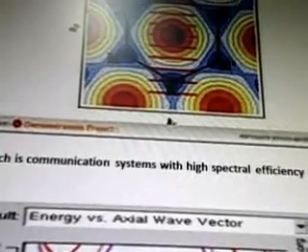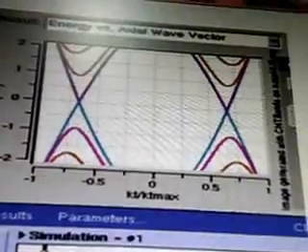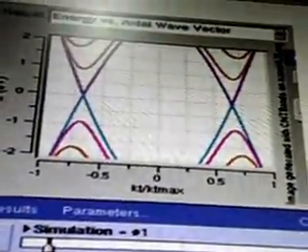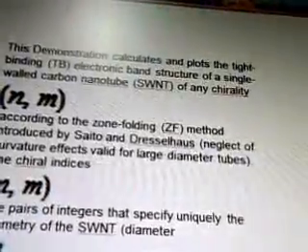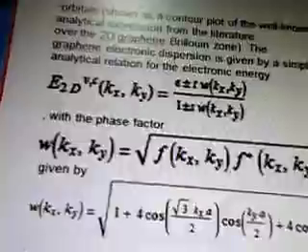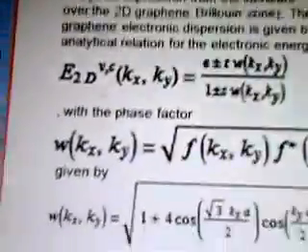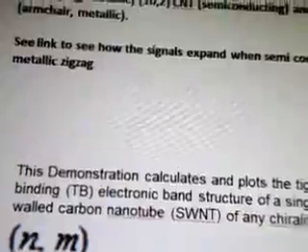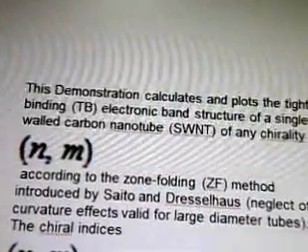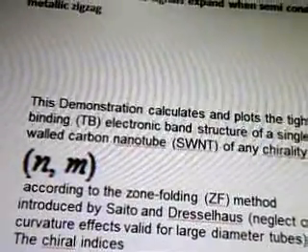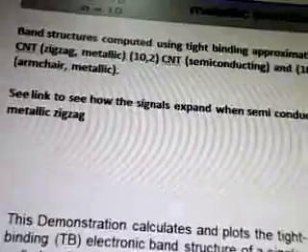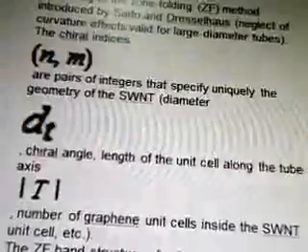Researches communication systems with high spectral efficiency. Band structures computed using tight binding approximation. And there's things, and I'm running out of power here, so that's the end of it anyways. That's the end of this video. So there's some. This demonstration calculates the plots and tight binding electronic band structure of a single walled carbon nanotube. Okay, so it talks about band structures and stuff.